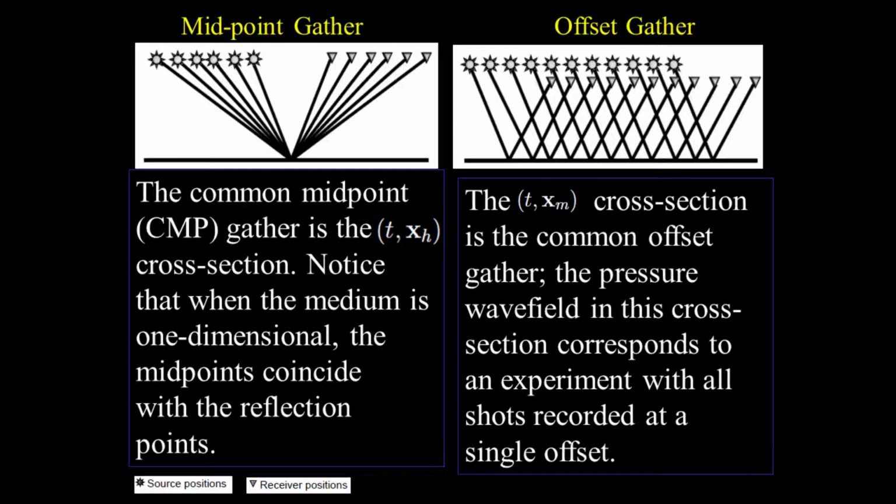Similarly, we can introduce the time and midpoints cross-section known as the common offset gather. The pressure wavefield in this cross-section corresponds to an experiment with all shots recorded at a single offset.